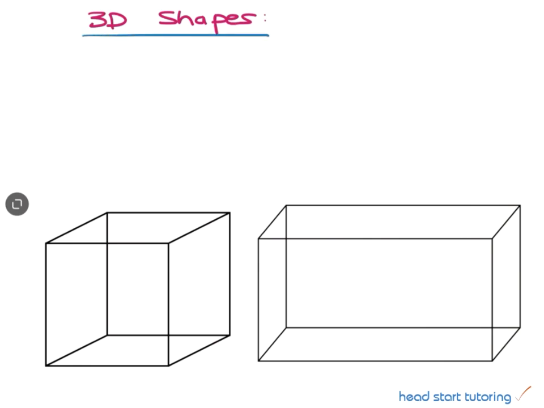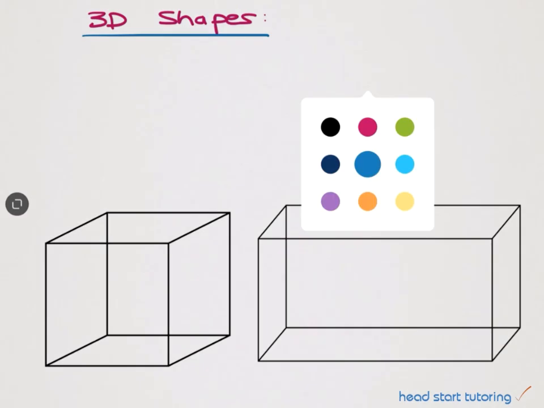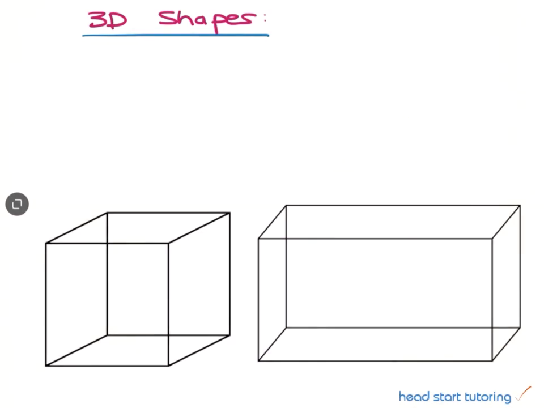We are going to be having a look at 3D shapes and their properties. Let's first have a look at some prisms. We know that a cube and a rectangular prism or cuboid are prisms, and we now need to know the different terminology and the different parts of these shapes.